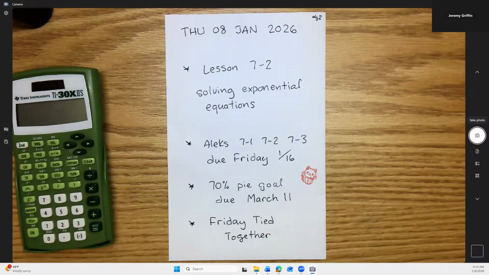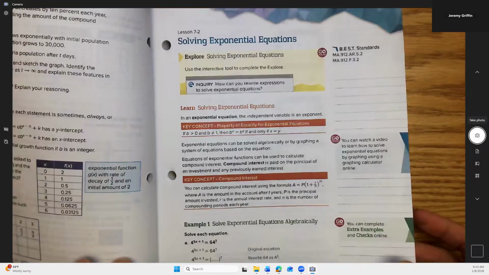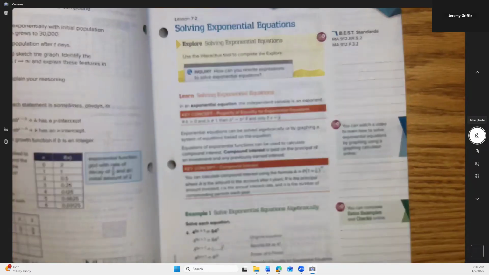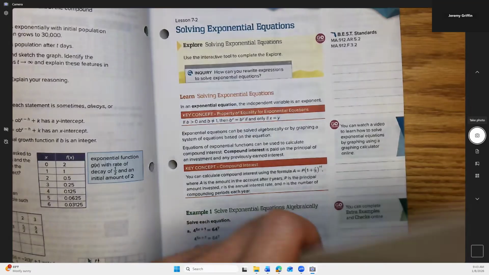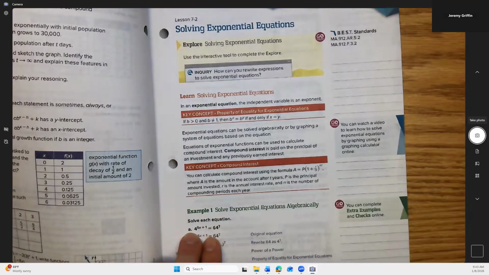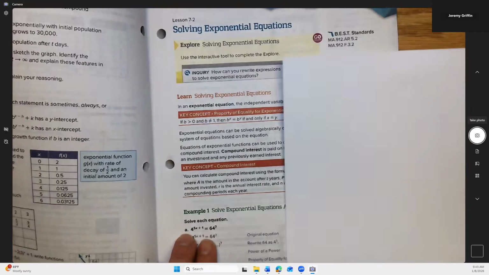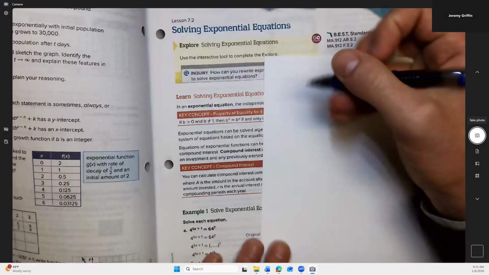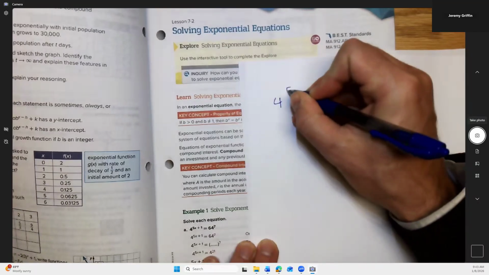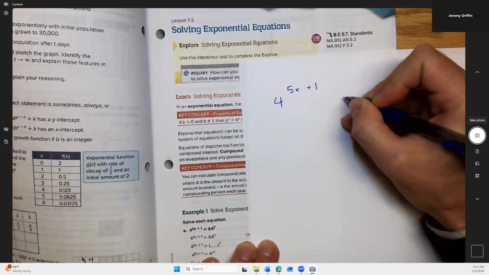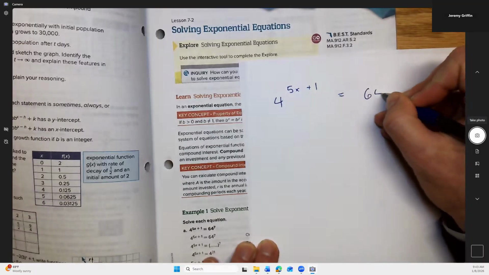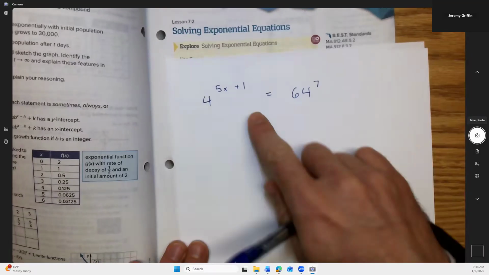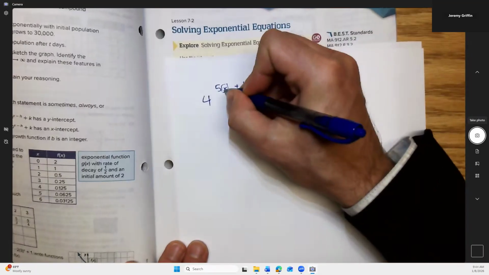All right, so what's with solving exponential equations? Now you guys remember an exponential equation? Maybe you have the x variable in the exponent. That's why they call it exponential. And what if you want to solve for x, but x is in the exponent? Let's do example 1 here: 4 to the power of 5x plus 1 is equal to 64 to the power of 7. What if I want to solve for this x right here? What is x equal to?